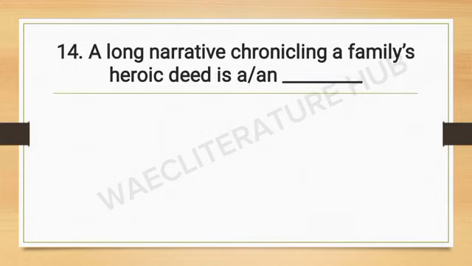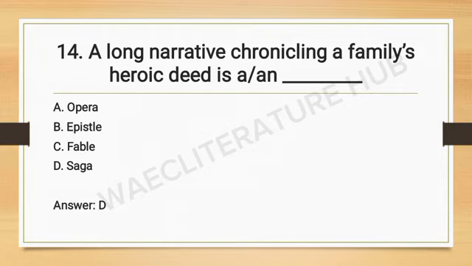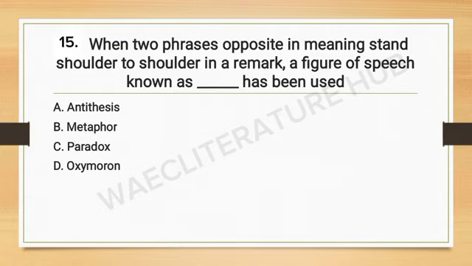A long narrative chronicling a family's heroic deed is an opera, epistle, fable, saga, and the answer is saga. When you read a novel that talks about a particular lineage of a family, that is a saga. When two phrases opposite in meaning stand shoulder to shoulder in a remark, a figure of speech known as dash has been used, and the answer is antithesis. Antithesis has to do with two contrasting phrases, while oxymoron has to do with two contrasting words side by side.